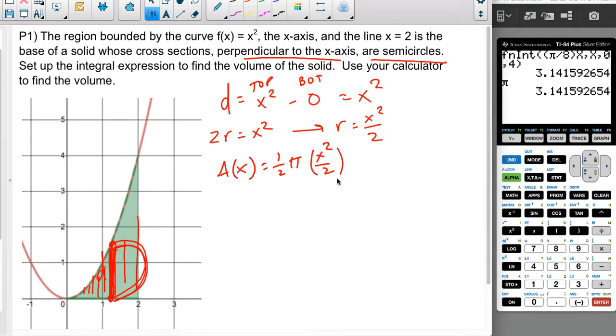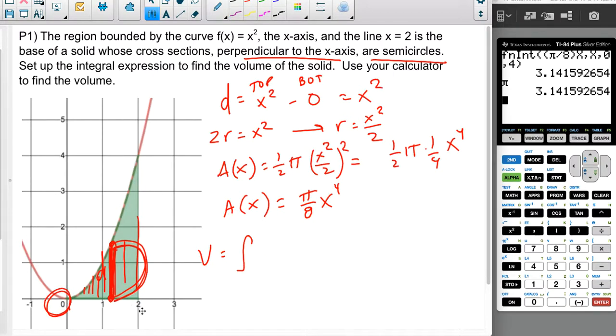So that's my r squared. So I'm pretty sure I get that this is a 1/2 pi times a 1/4 times an x to the 4th. My area is going to be pi over 8 x to the 4th. Now this is another one where you can definitely do this one by hand. That's not always true. So I'm going to integrate from the first plate to the last plate, so 0 to 2.